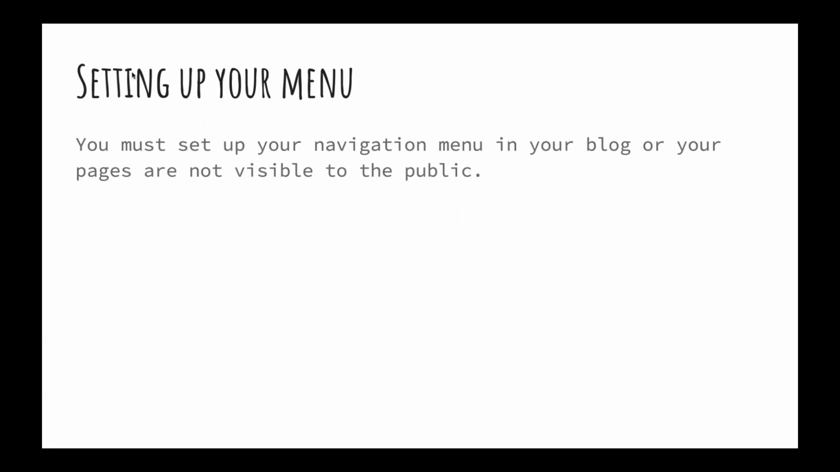So one of the first things you need to do is to go ahead and make sure that your blog is set up and that you have your navigation menu set up so that when you publish your blog post, it falls into a category that is under a menu so that readers can access it. Otherwise, you can post it, but they're not going to be able to access it.